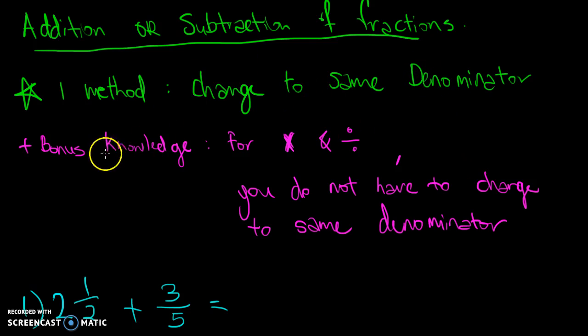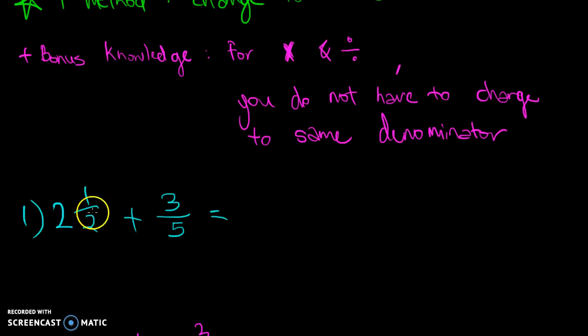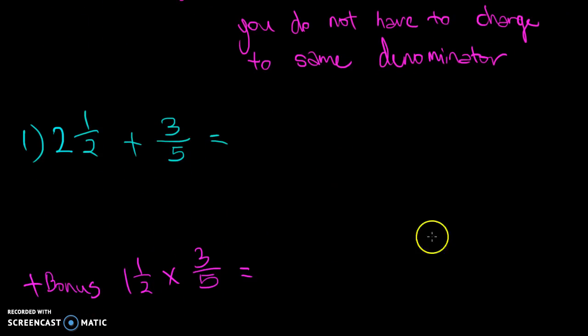Just as a bonus, people often confuse multiplication and division. For example, let's say the question asks for 2 1/2 plus 3 out of 5. They often confuse it with a very similar looking question, which is 2 1/2 multiplied by 3 out of 5. This is bonus, because it's not going to be tested in P4. It's just good to know so that you don't get confused in the future.